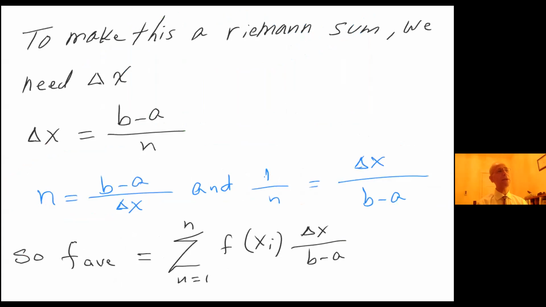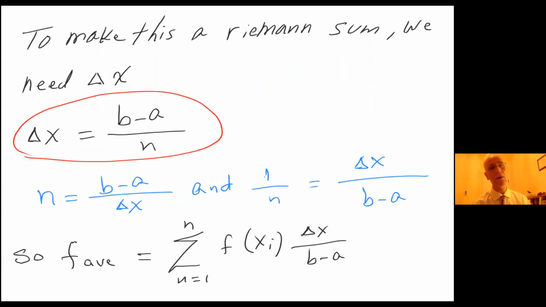Okay, so to make this a Riemann sum, we need to know what delta x is. What do we know about delta x? We know that delta x, the change in x, is the last value minus the first value divided by how many rectangles we have. So delta x equals b minus a all over n. And if I solve for n, then I have n equals b minus a over delta x. And so 1 over n equals the reciprocal of that, which is delta x over b minus a.